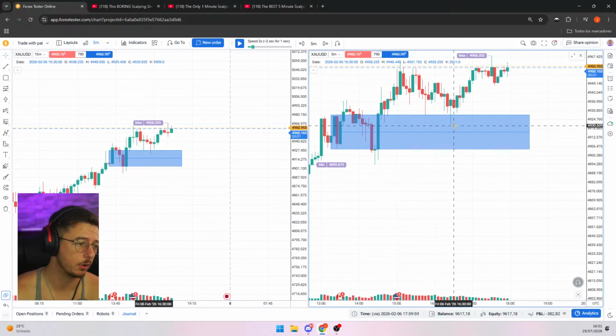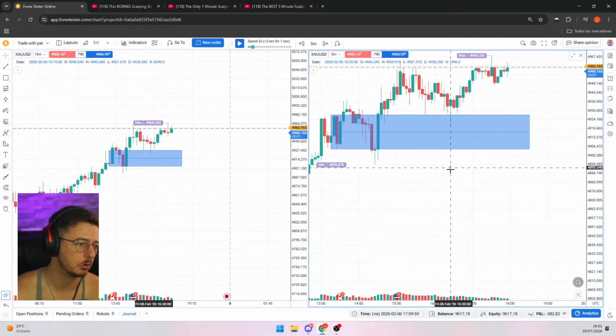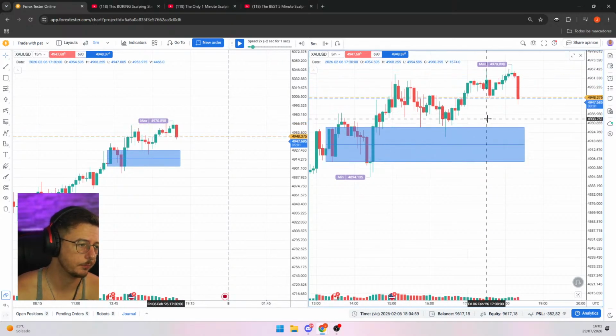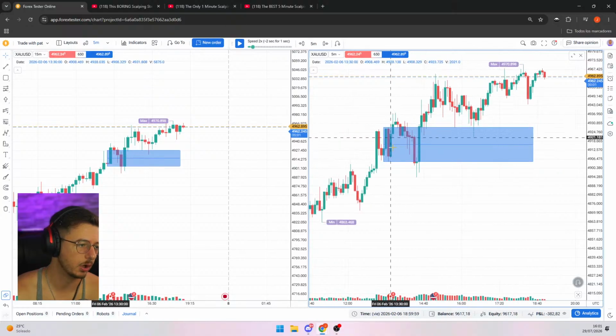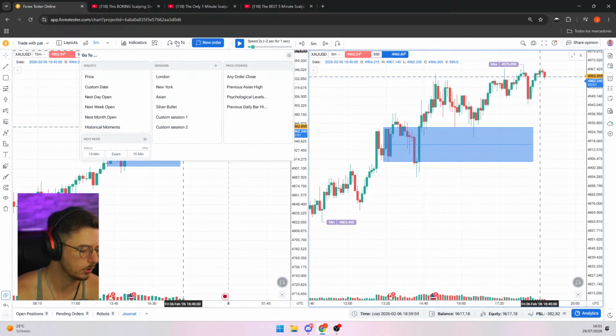It wouldn't have had a bad outcome. It could have hit this level here. It wouldn't have entered because of the spread, so we would have missed this trade. But it doesn't look bad. I just don't like when the price breaks out like this with no direction. It just doesn't make much sense to me, to be honest.